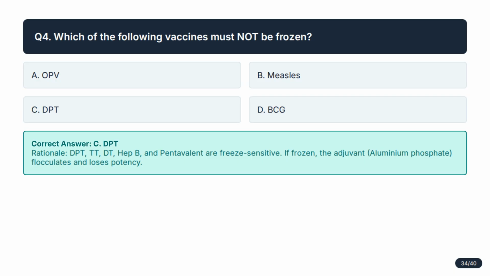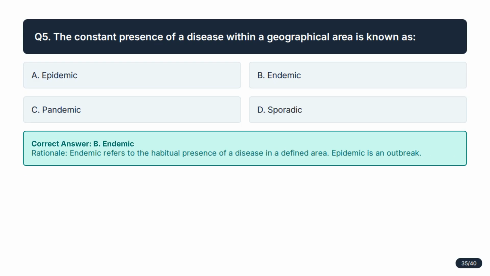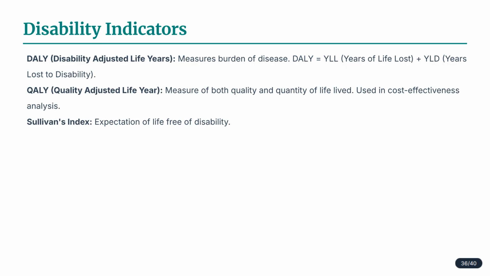The question asks, which vaccine is freeze-sensitive? The correct answer is DPT, which is a T-series vaccine that should not be frozen. The disease frequency that usually occurs at a regular level in a geographical area is endemic. Disability indicators measure the burden and quality of life. DALY, or disability-adjusted life years, measures the total burden of disease. QALY, or quality-adjusted life year, is used in cost-effectiveness analysis.